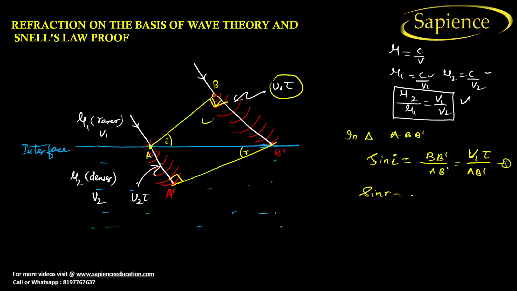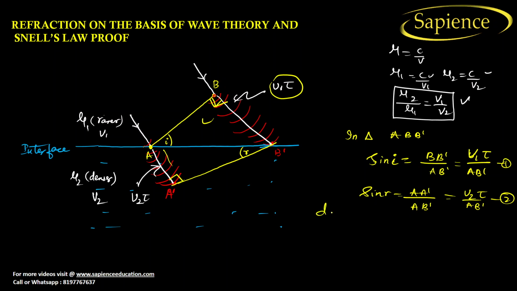Now this is your sine r. So sine r is equal to perpendicular by hypotenuse again. The perpendicular is AA dash, so this one is the perpendicular, divided by the hypotenuse AB dash. AA dash means v2 into t, divided by AB dash. So this is equation 2.